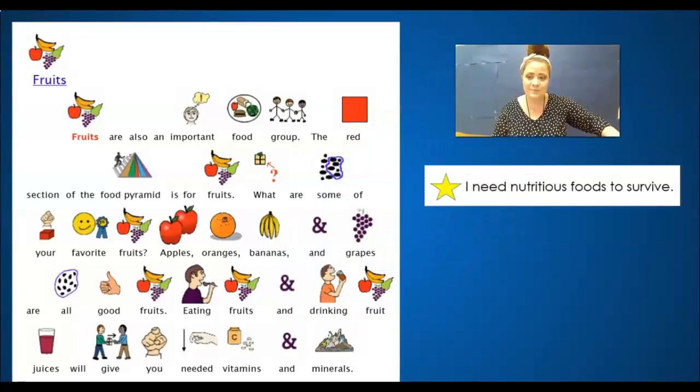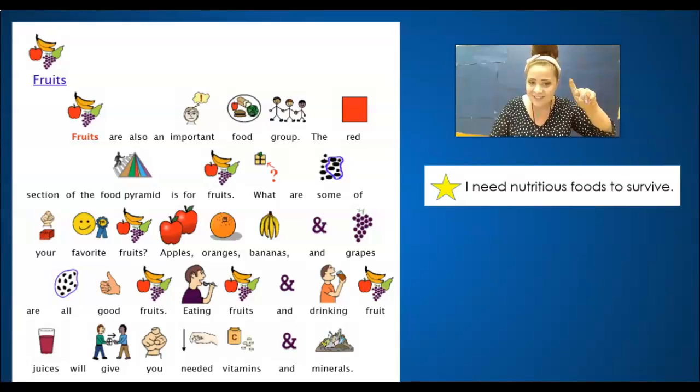Let's keep reading. Our next section is about fruits. Fruits are also an important food group. The red section of the food pyramid is for fruits. What are some of your favorite fruits? Apples, oranges, bananas, and grapes are all good fruits. Eating fruits and drinking fruit juices will give you the vitamins and minerals you need.